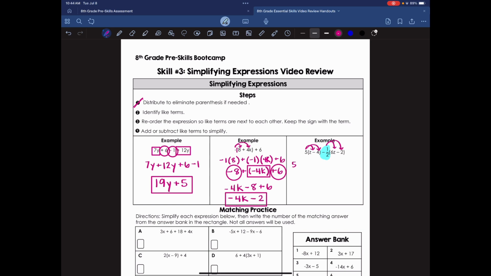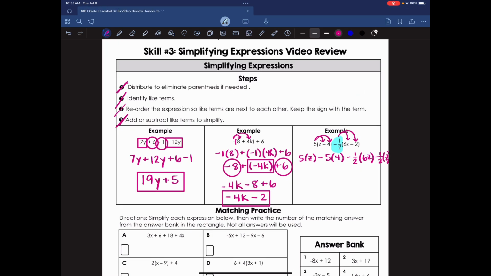We've got 5 times z minus 5 times 4. And then my second distribution, I've got minus 1/2 times 6z minus 1/2 times negative 2. All right, now we have a lot of simplifying to do. So let's go ahead and get to it.